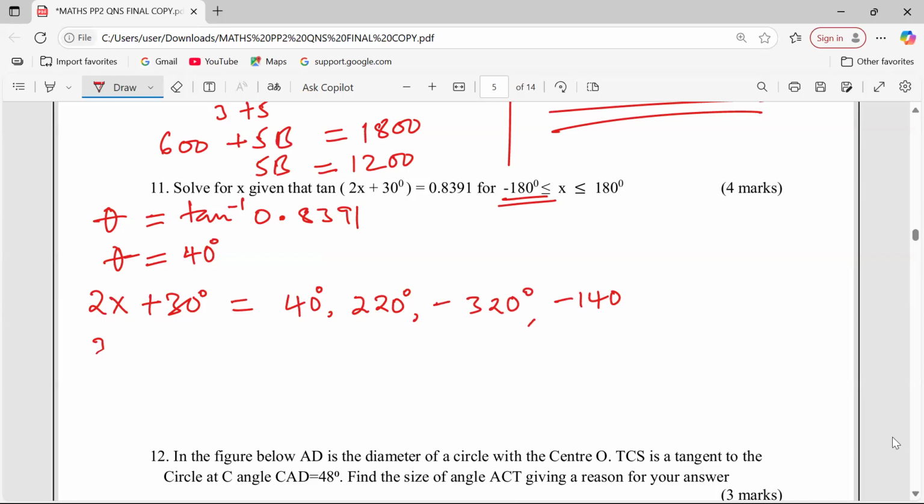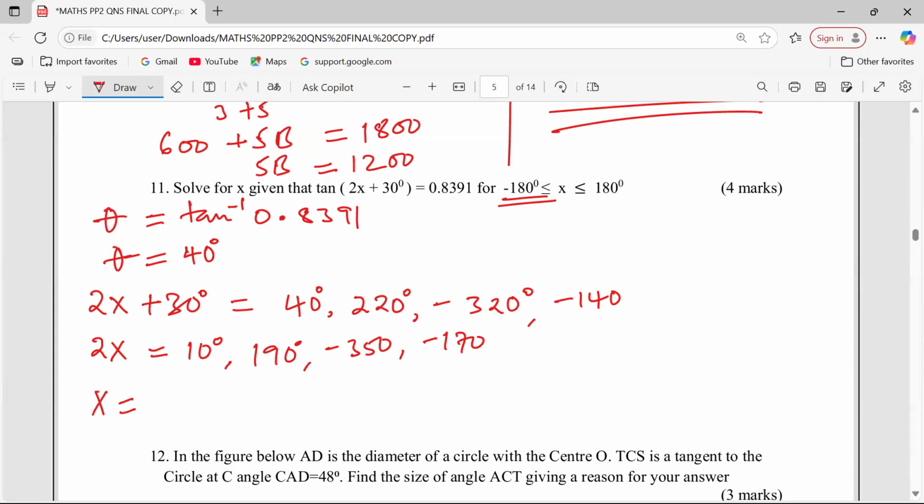So how do I remain with 2x? I have to subtract 30 from all of them. 220 minus 30, yeah, 190, not 180. Then negative 320 minus 30, giving us negative 350. Negative 140 minus 30, negative 170, that way.